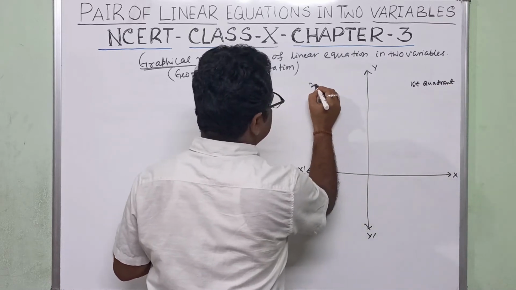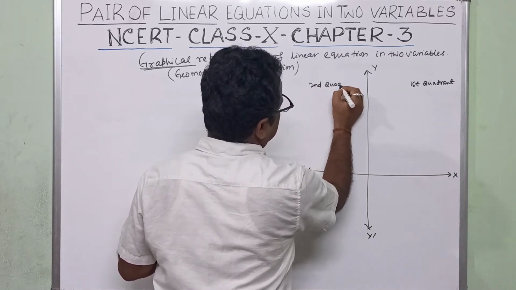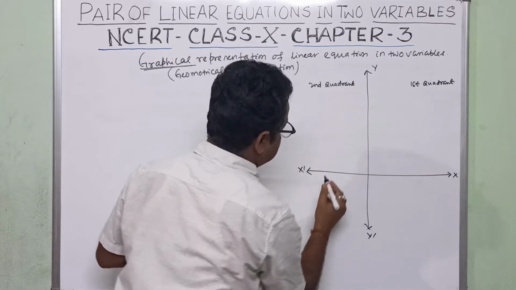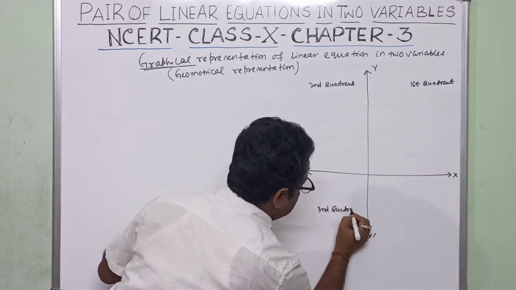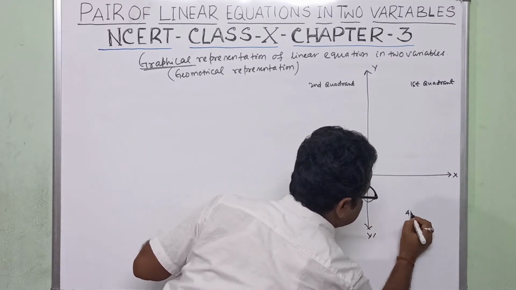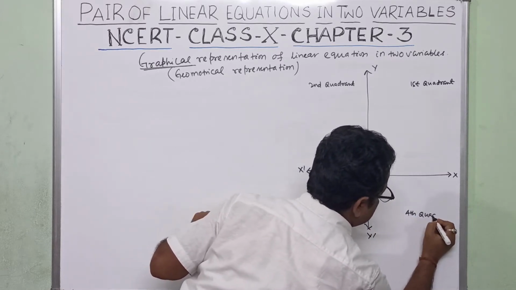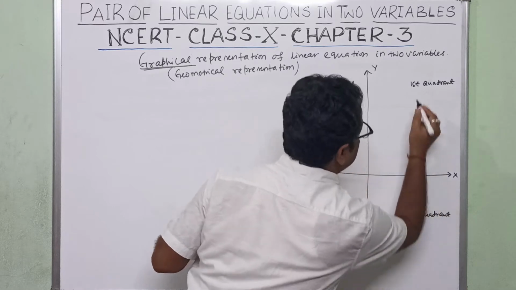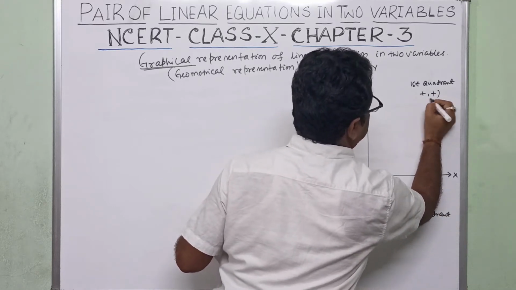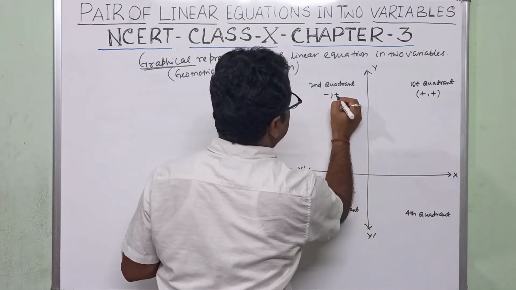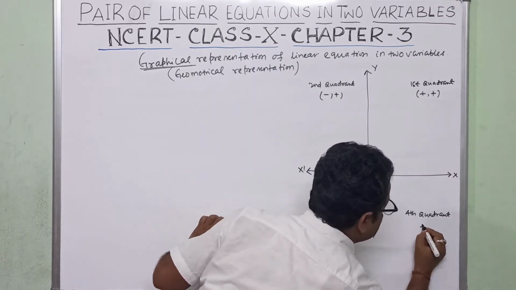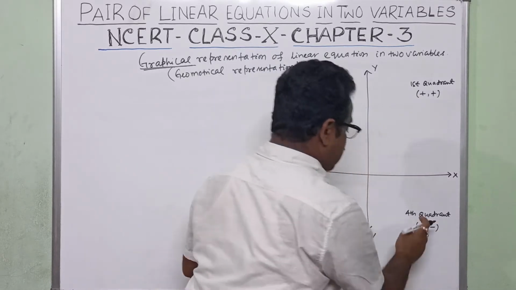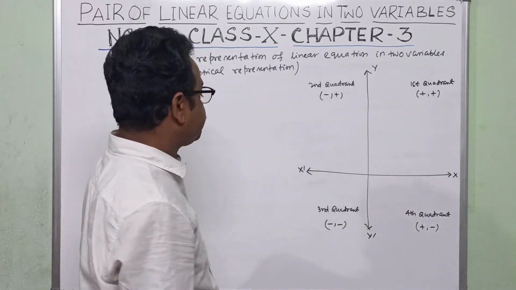This is our second quadrant. This is our third quadrant. This is our fourth quadrant. Here all positive, x plus, y plus; here minus plus; here your minus minus; here your plus minus. So x coordinate and y coordinate.